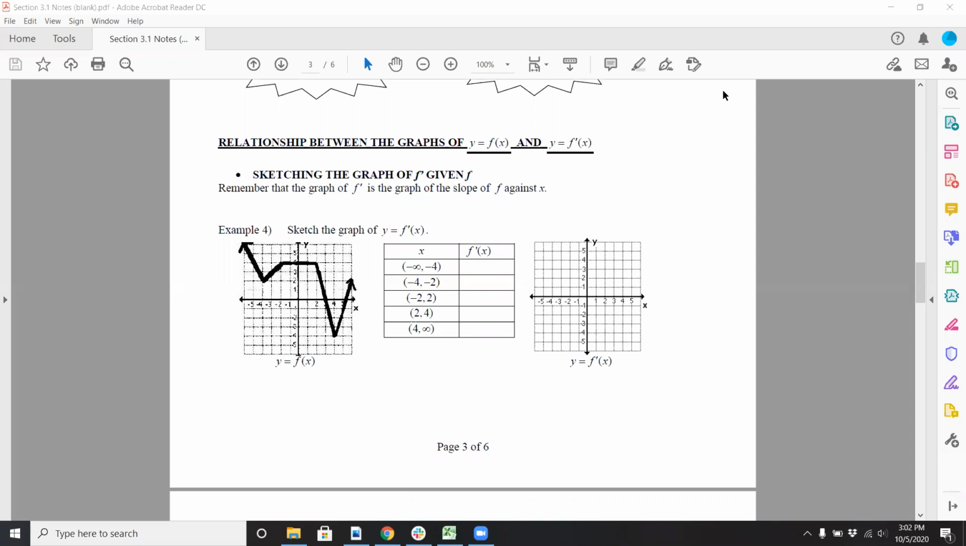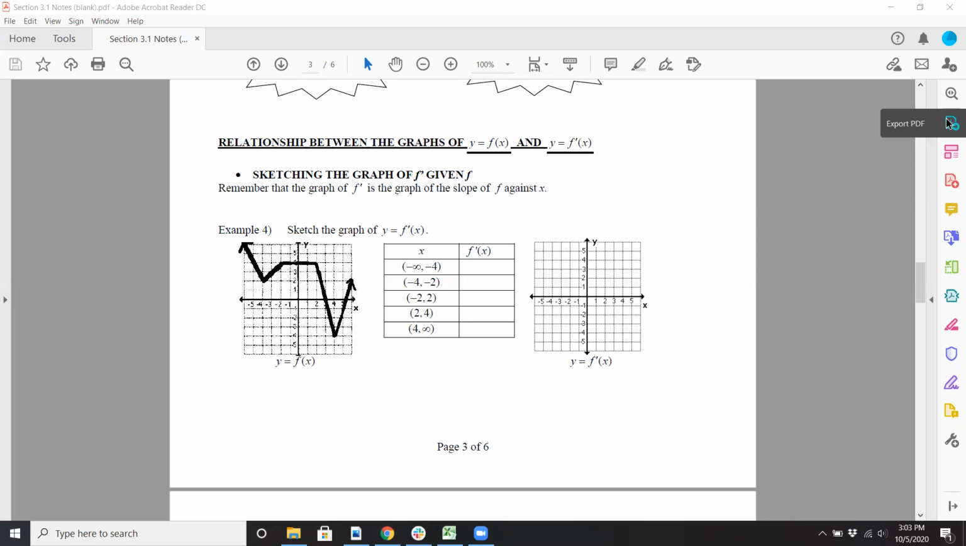Discussing the second half of the 3.1 notes. Here we're going to talk about the bottom of page 3, the relationship between the graphs of f of x and f prime of x. These could be a little tricky, so be patient here and definitely prepare some questions so we can discuss them in class later this week.